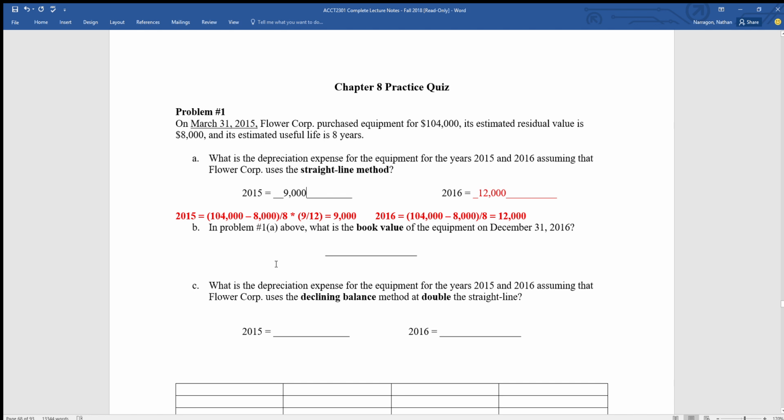Part B. In problem number 1A above, what is the book value of the equipment? Book value, again, is the initial cost. So it cost us $104,000 minus accumulated depreciation. If we're just looking at the end of 2016, we're just going to take 9 grand minus 12 grand. Nothing more, nothing less. Very easy stuff going on right there.